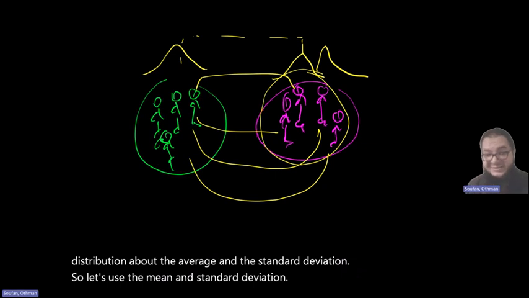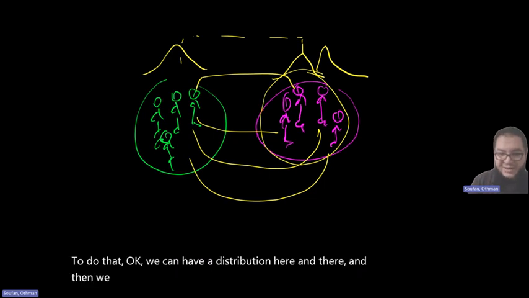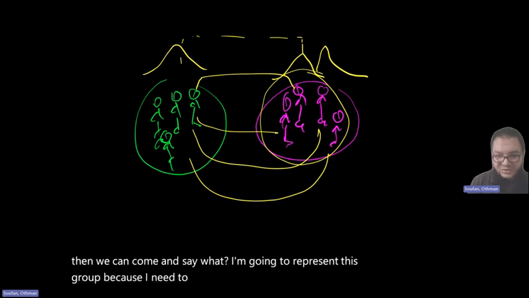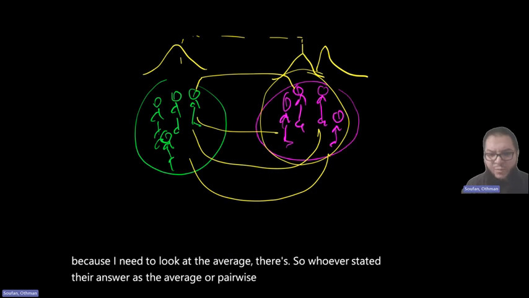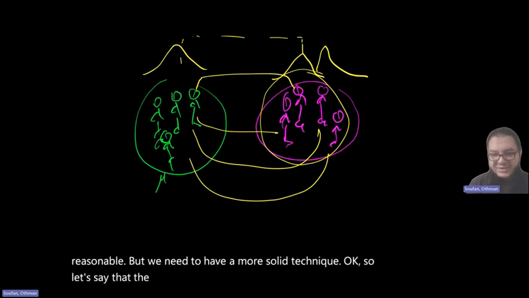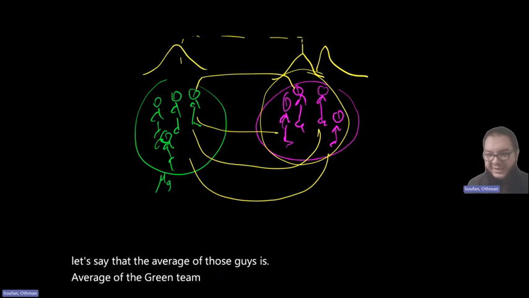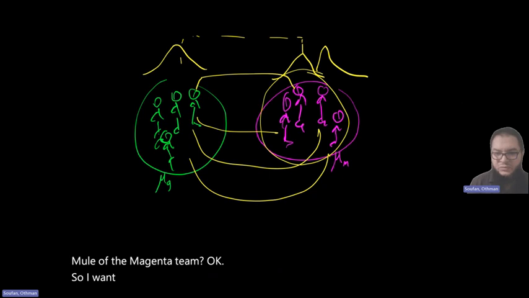To do that, we can have a distribution here and there, and then we can say, you know what? I'm going to represent this group by its average. So whoever stated their answer as the average or pairwise is reasonable. Both are reasonable, but we need to have a more solid technique. So let's say that this is mu of the green team, and here is mu of the magenta team, M. So I want to compare those two.